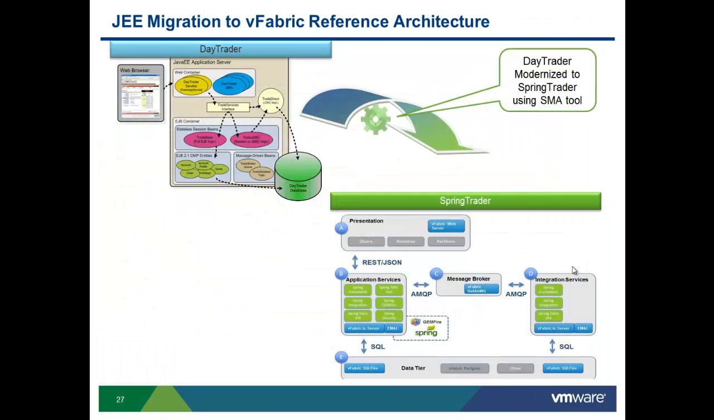So how did we get started? First, we took the DayTrader application, which is a JEE-based Java application, and analyzed it using the Spring Migration Analyzer tool. The Spring Migration Analyzer tool gives you hints about how to refactor your application code base away from EJB constructs, and in favor of a simple POJO pattern.